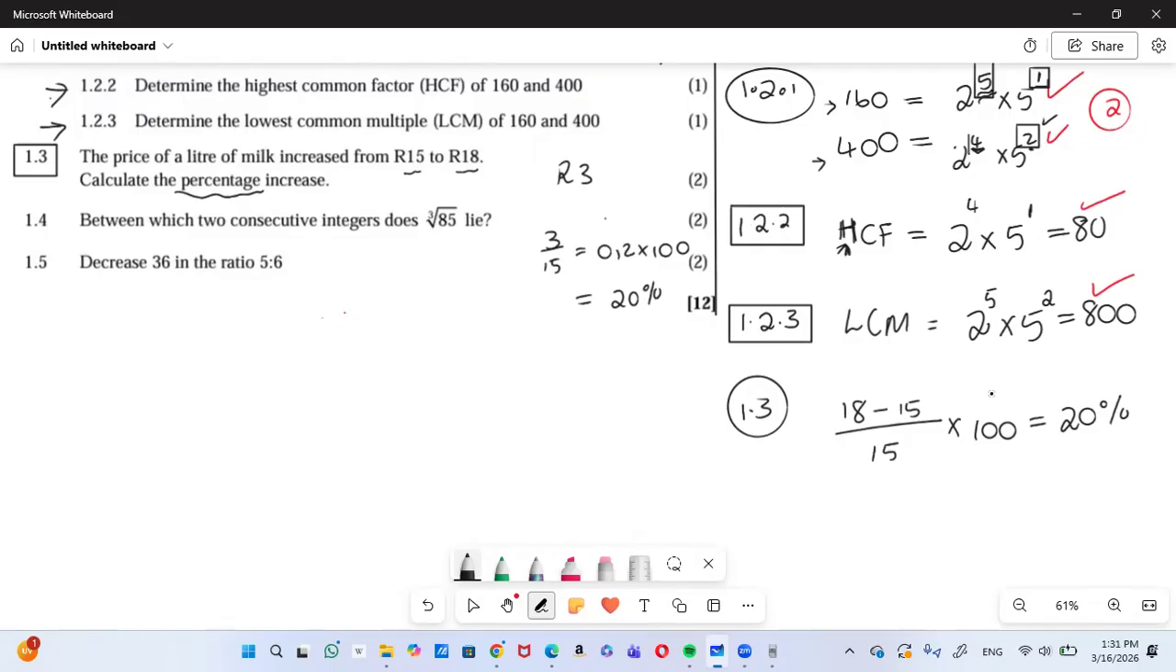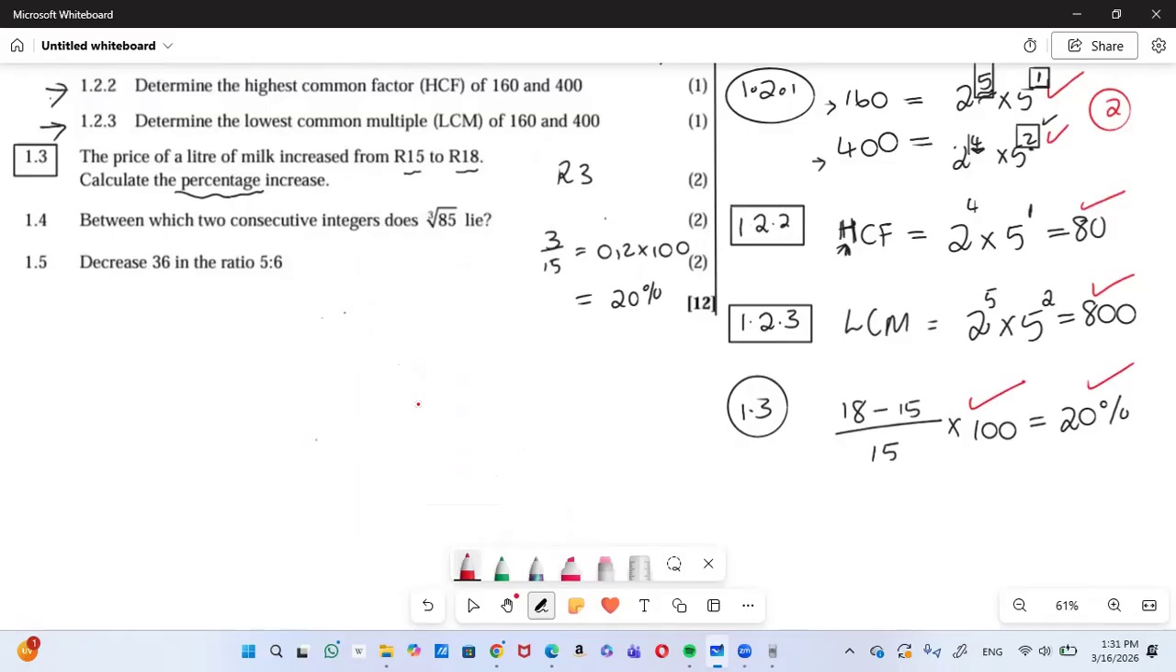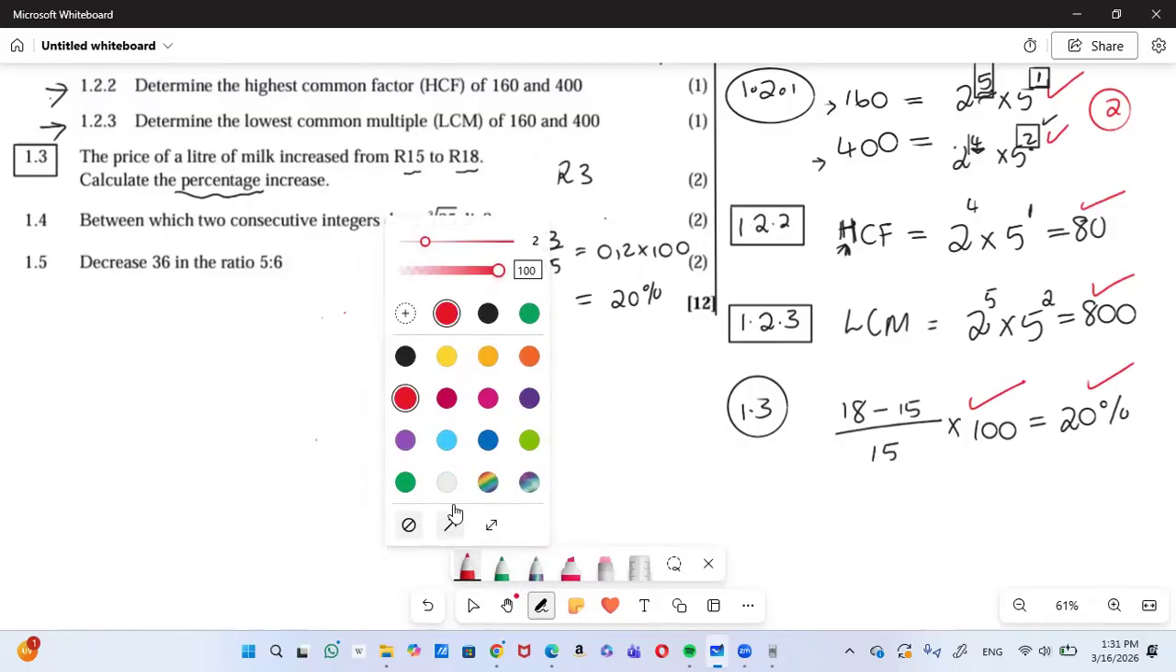But now, not necessarily an easier way, but a shorter way to do it, is if we go through this way. So you get an answer for this and an answer for that. That is how you get your 2 marks. Okay? And then now we go to 1.4.